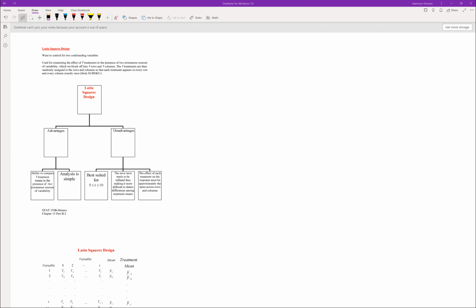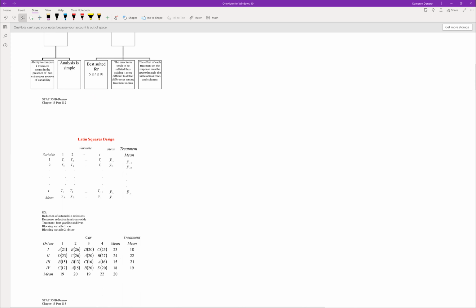All right, what are the advantages? We can compare t treatment means in the presence of two extraneous sources of variability. The analysis is fairly simple. The disadvantages are that the number of treatments has to be fairly small, between 5 and 10 treatments is best. The error term might be slightly inflated, so it might be difficult to detect differences among the treatment means, and the effect of each treatment on the response must be approximately the same across the rows and columns in order for this design to be valid.